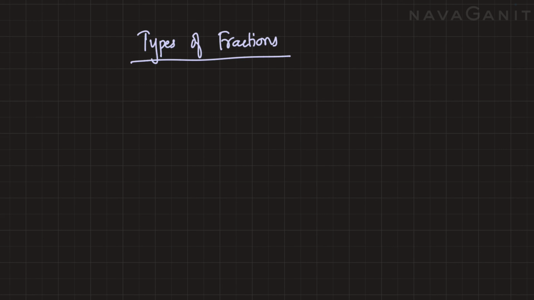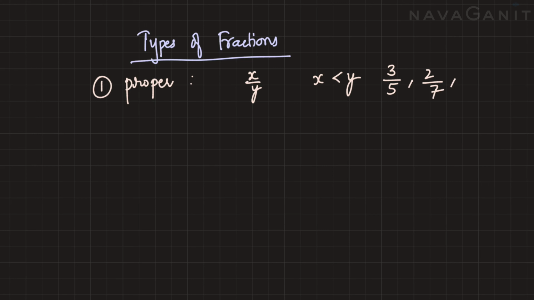So first of all, we have what are known as proper fractions. So a proper fraction always represents a part of a whole, and in this case the numerator is less than the denominator. Say our fraction is x by y. So in this case x is strictly less than y. For example, 3 by 5, 2 by 7, 1 by 4, and say even 0 by 9 are all proper fractions. So the top number is always smaller than the bottom number. So this is a proper fraction.